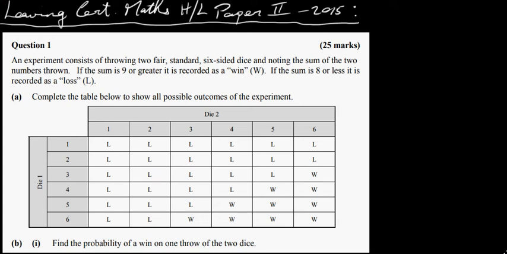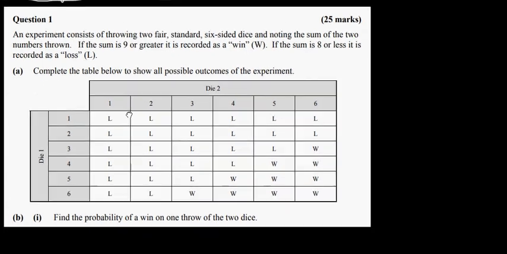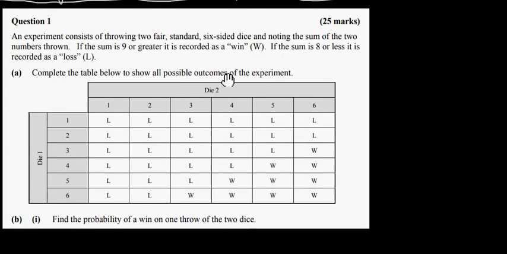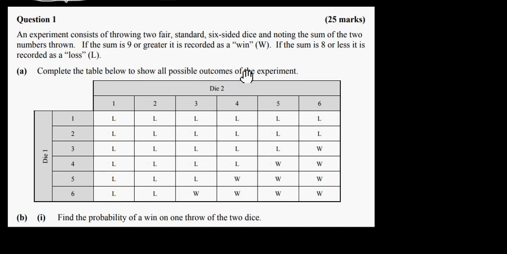Okay, so let's have a look at the Leaving Certificate Higher Level Maths Paper 2 for 2015, and we'll have a look at question 1. So in this question here, we look at an experiment that consists of throwing two fair standard six-sided dice, and we note the sum of the two numbers thrown. So we throw the dice, and whatever numbers come up, we add the two numbers.